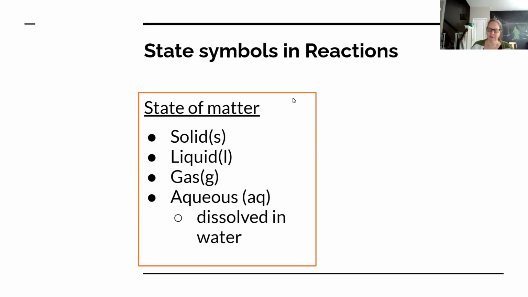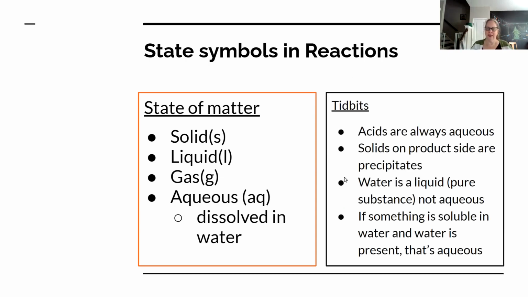So sometimes on the chemical reaction, you're going to see an S in parentheses. That just means it's a solid state. An L, a liquid state, a G, a gaseous state, and the one new one you might not have heard of is AQ for aqueous, dissolved in water. Okay, so if you have a substance that's dissolved in water, like an acid, acids are always aqueous, then you would see that little tag behind it.